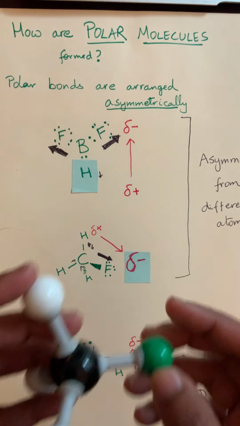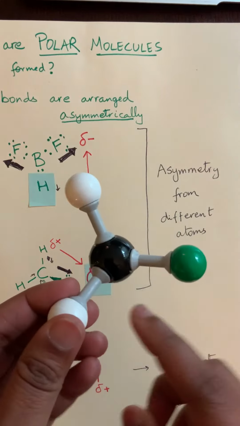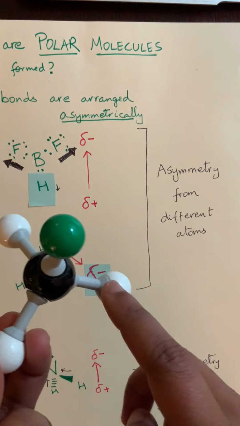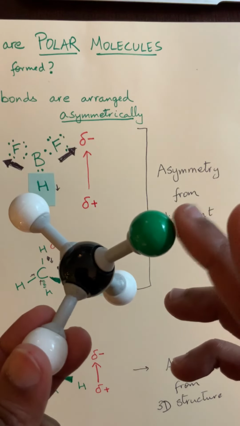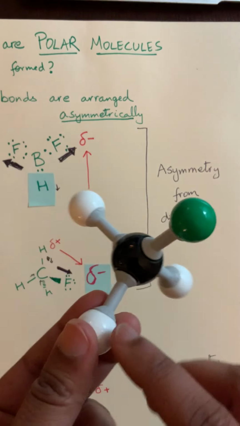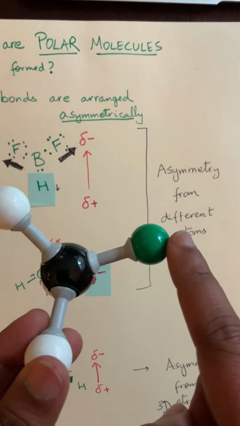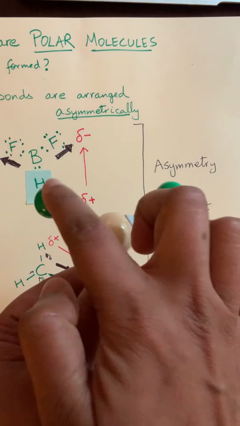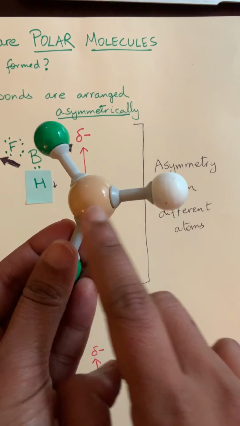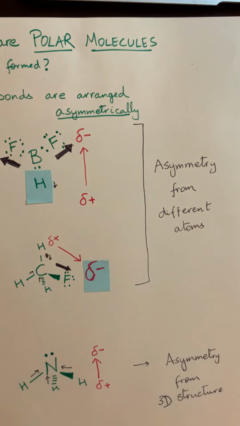Partial negative, partial positive. So the asymmetry here comes from the fact that even though my molecule itself looks symmetrical, one of the atoms got replaced. So I have different bonds that are around the central atom. So I have carbon, hydrogen, carbon, hydrogen, carbon, hydrogen, but wait, carbon, fluorine. There's the asymmetry. Same way in the previous example, we had boron, fluorine, but hang on a second, boron, hydrogen, asymmetry. And now we have a polar molecule.